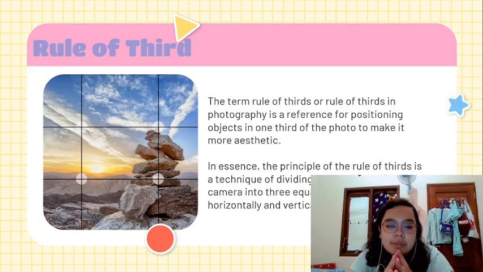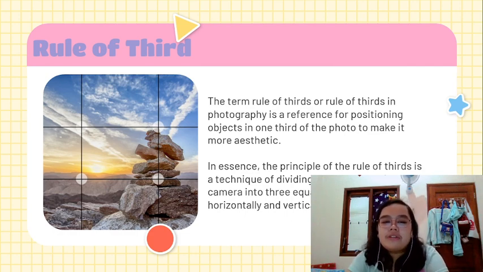There are many compositions that can be used in photography. I will explain two of them. The first one is the rule of thirds. The rule of thirds in photography is a reference for positioning objects in one-third of the photo to make it more aesthetic.